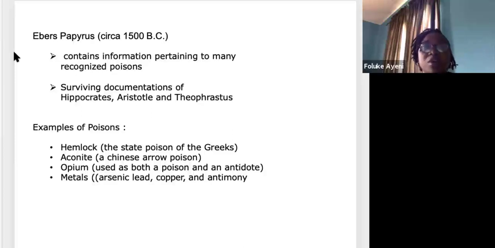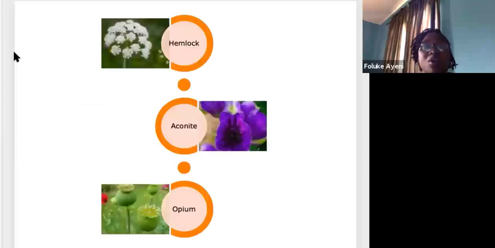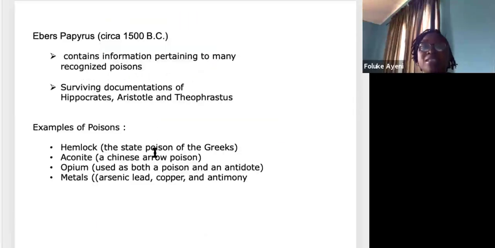These are some of the examples of early poisons that they discovered then, and they used it in their own way. Number one, they discovered a plant called hemlock. That's the first one here. This plant, if you look at it, is looking like a flower. It's looking like something that you can use to decorate your surroundings. But these men discovered that it could be used as a poison. And the Greeks in particular made use of that particular plant as poisons in their prisons. They used it to execute criminals or execute perceived political opponents.